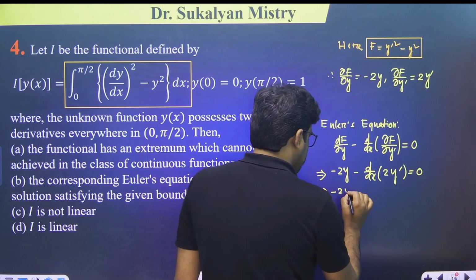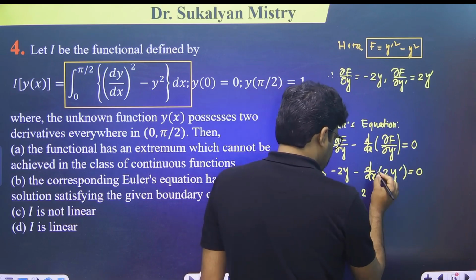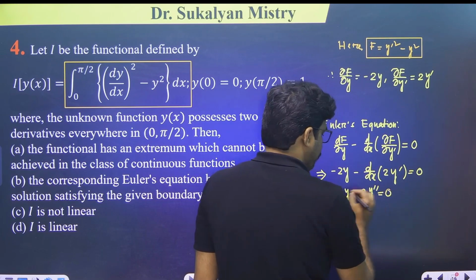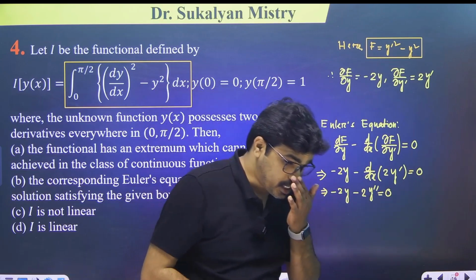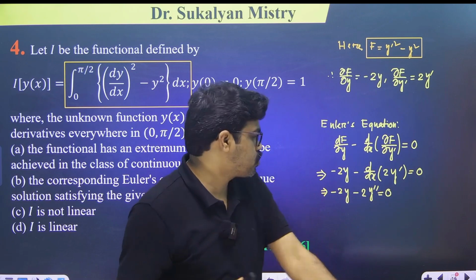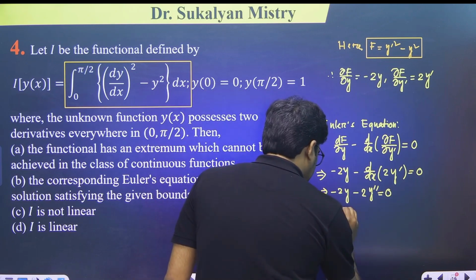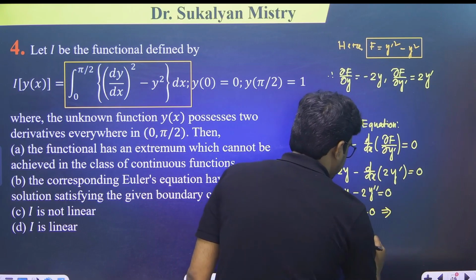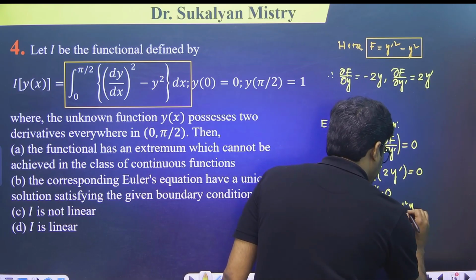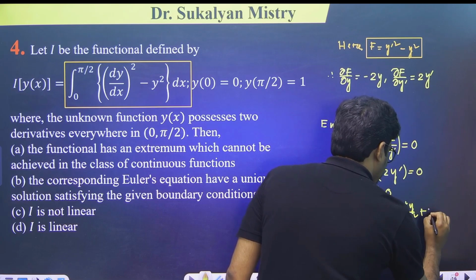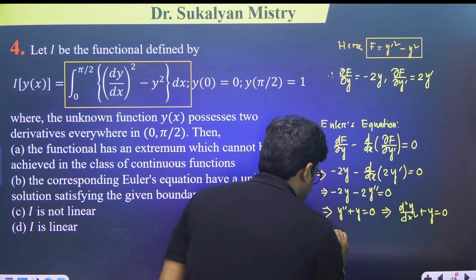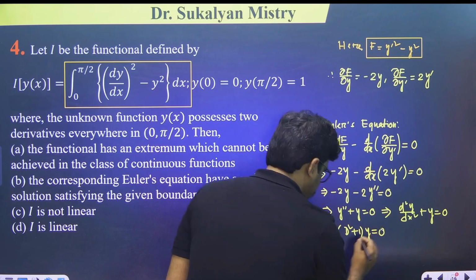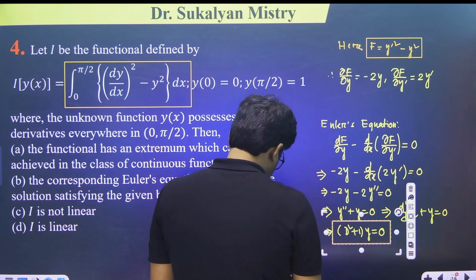So that is minus 2y minus 2 y', meaning the derivative of dy/dx, that is d²y/dx². So ultimately what we get is y double dashed plus y is equal to 0. So the differential equation is d²y/dx² plus y is equal to 0. That means (D² plus 1) y is equal to 0. So this is the differential equation.